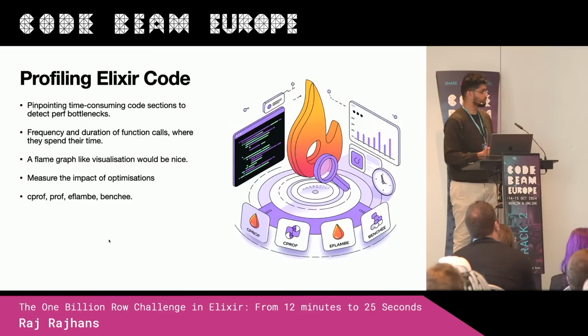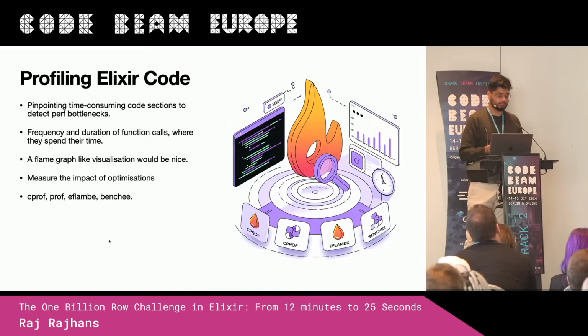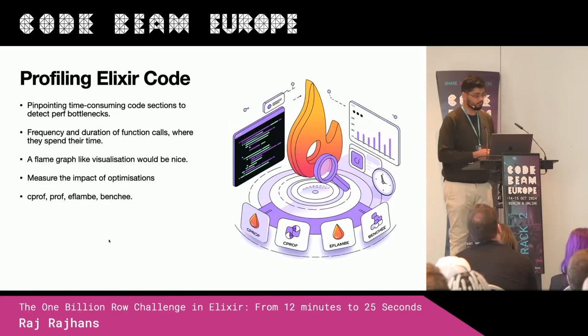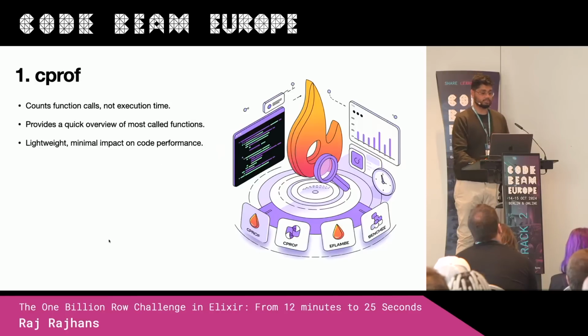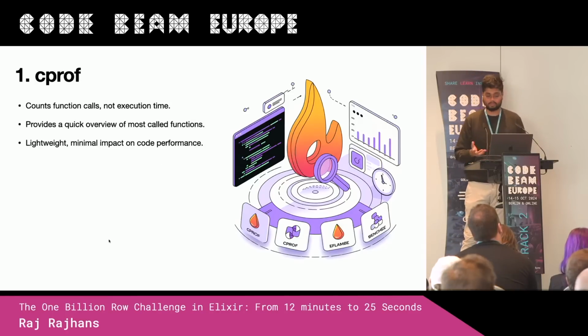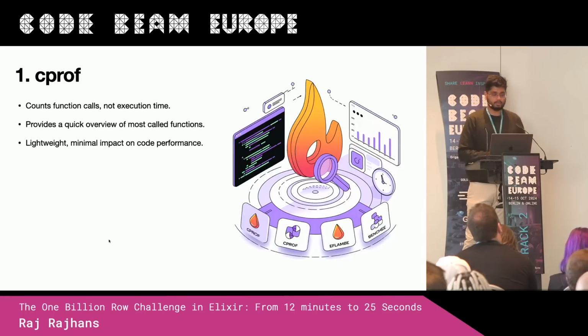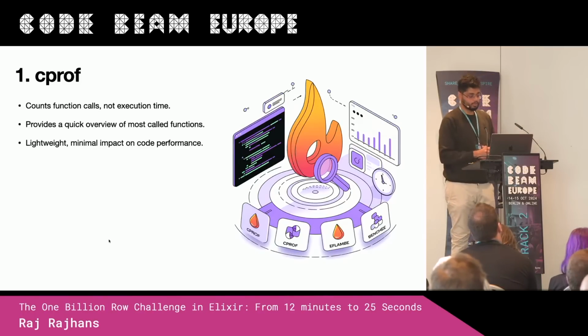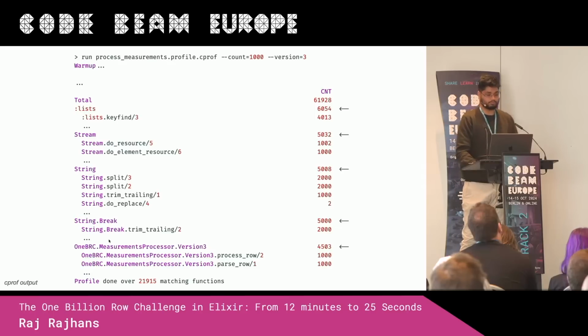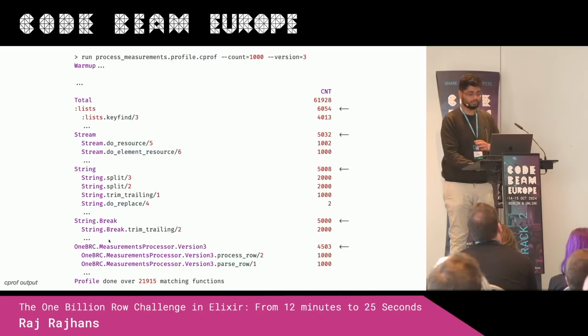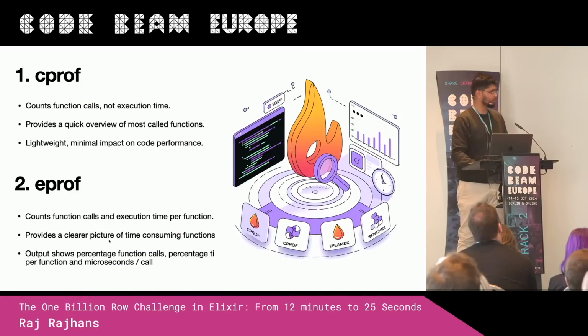Elixir has a number of tools we can use to profile the performance. The simplest one is cprof. It just counts the function calls. It gives you a quick overview of what the most called functions are. It's very lightweight and it has minimal impact. It does not slow down your code. Here's an example of a cprof output. We can see that we are hammering the string functions a lot, but the number of function calls only tells one part of the story.